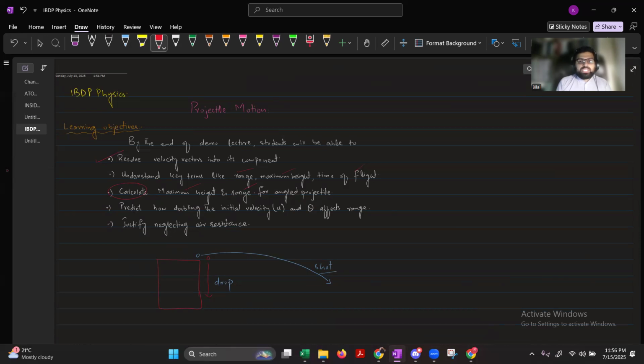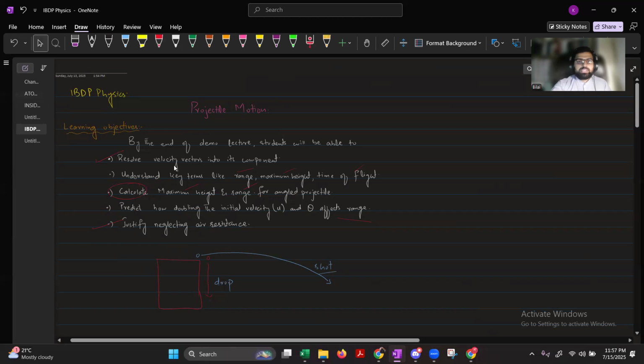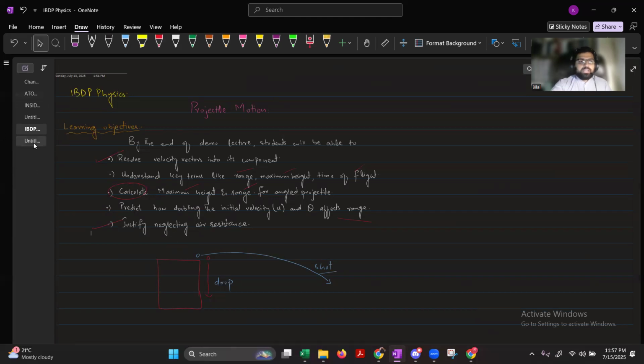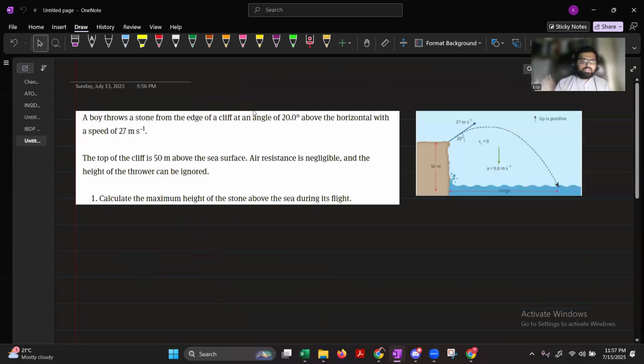We have to predict the effect of doubling the initial velocity and theta on the range. We also discussed this, and also the effect of air resistance. So these are all the learning objectives that we have covered in this demo lecture. At the last, let's solve this practice question from an IBDP past paper.